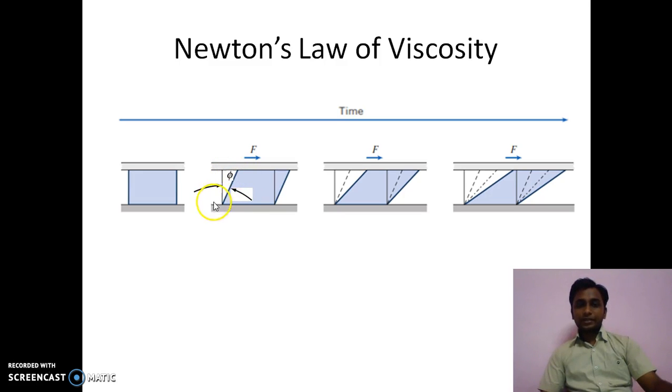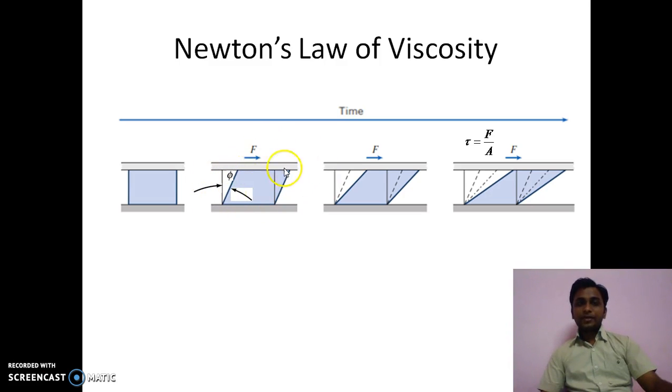This phi is a shear strain because of the shear stress developed at the top of the plate. Now what is the shear stress developed? It is nothing but force per unit area. This tangential force is applied onto the area which is perpendicular to the plane. So the force per unit area gives you the shear stress. Because of the shear stress that we have applied, some shear strain has developed.